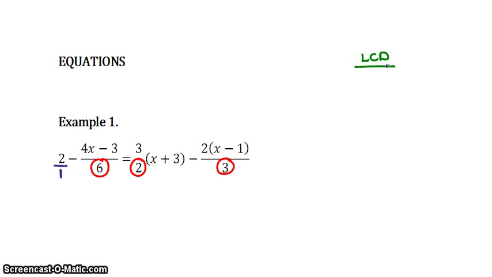What is the lowest common denominator of 1, 2, 3, and 6? What's the lowest number that each of them go into? And the answer is 6.